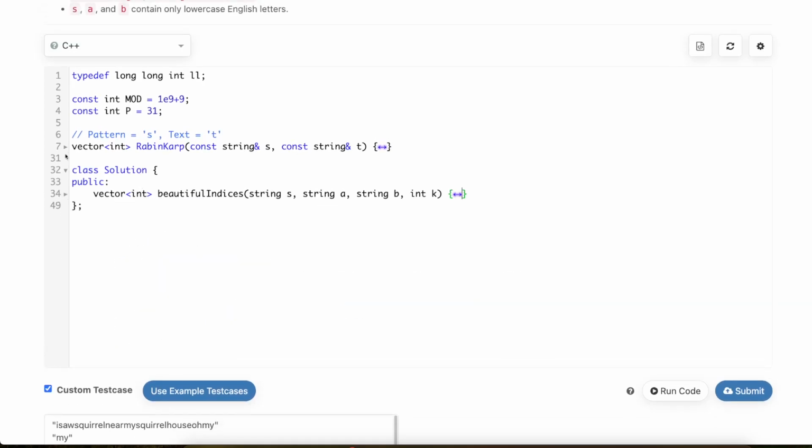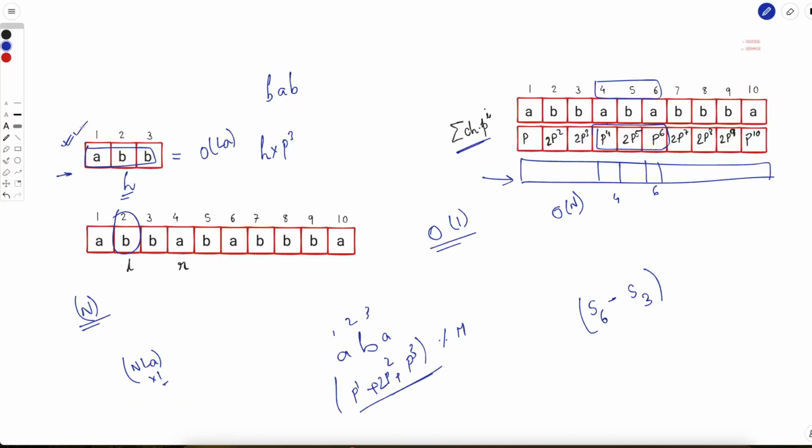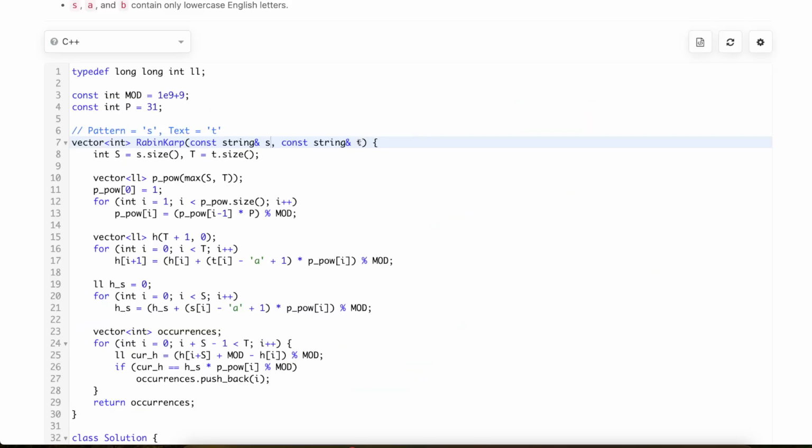Now finally, this Rabin-Karp. Here S denotes the pattern, which in our case is this small string, and T denotes the text where we need to match this pattern, right? So we figured out the sizes, that is fine.